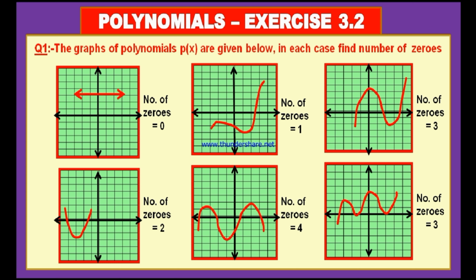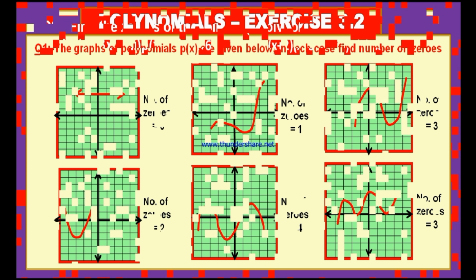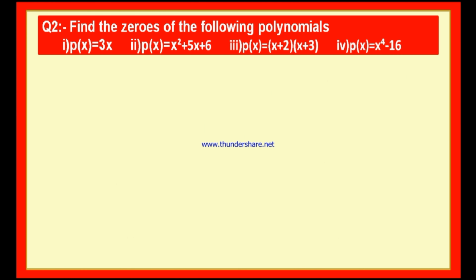Now, what can you conclude from this? You should understand that the number of zeros of any curve is equal to the number of points at which the curve intersects the x-axis. Okay, let us see question number 2 now.